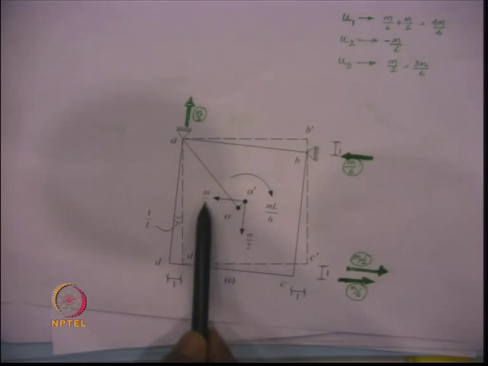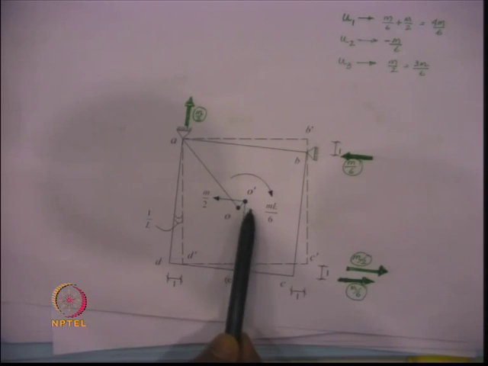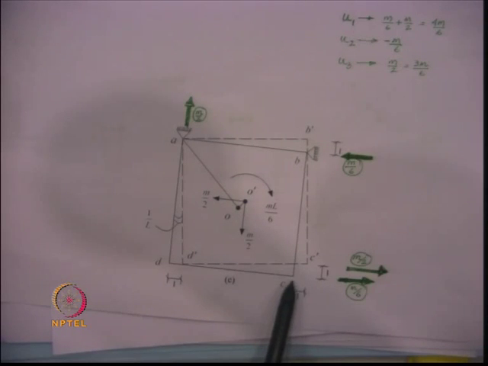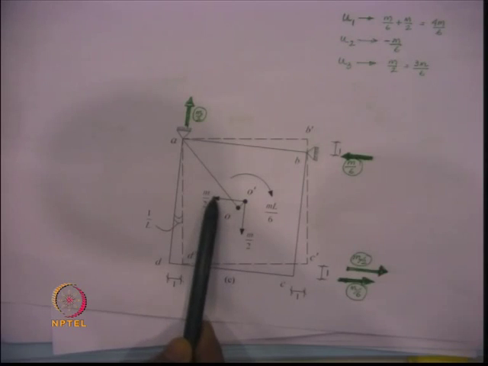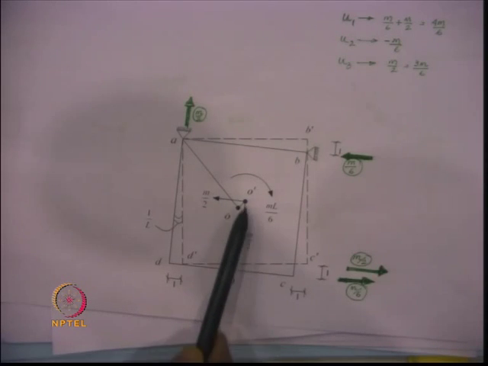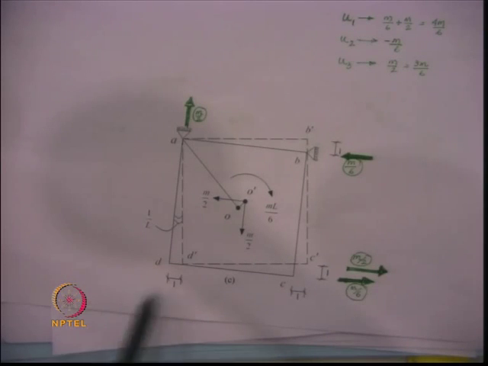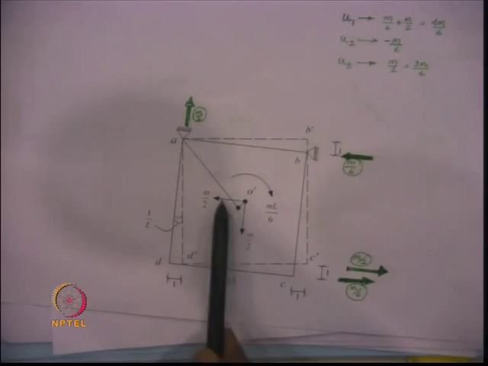And the value of them is m by 2 and m by 2 because the movement of this point in the horizontal and the vertical direction is equal to half and half if the movement of this point is 1 and 1. So, the inertia force generated here is equal to m by 2 in this direction and the inertia force generated in this direction is m by 2. These inertia forces are again acting opposite to the direction of motion.